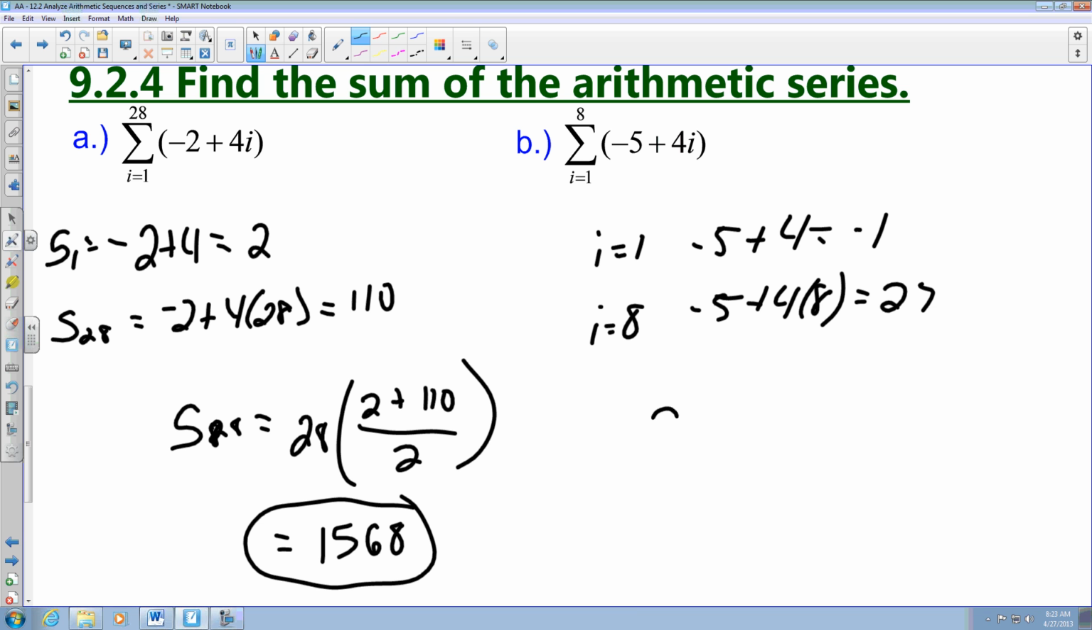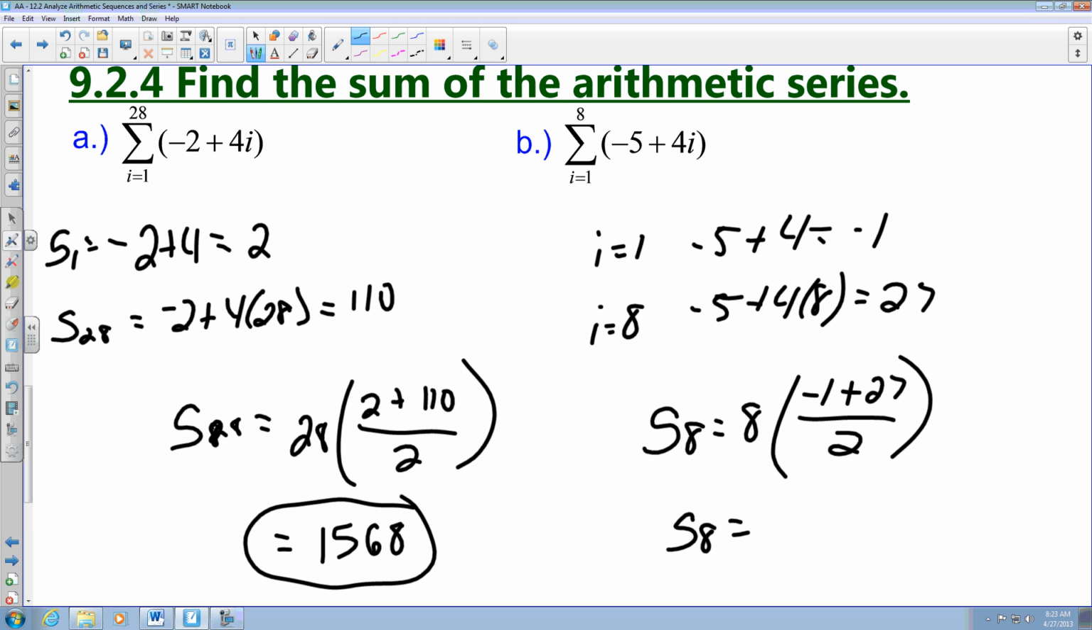So if I want to find S of 8 in this case, take n, which is 8, times the quantity negative 1 plus 27, divided by 2. So negative 1 plus 27 gives me 26 divided by 2. 13 times 8, which gives me 104. So S of 8 in this case is going to be 104.